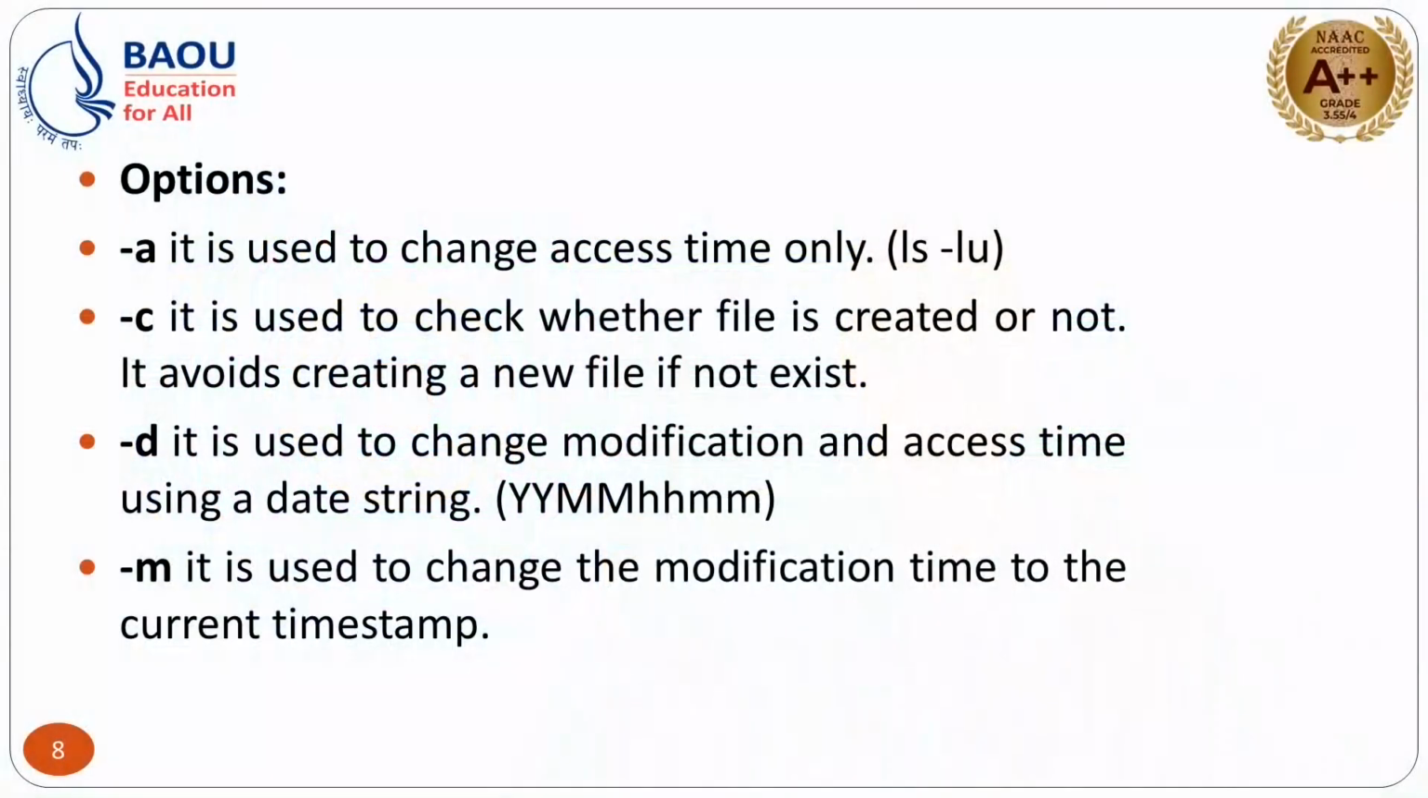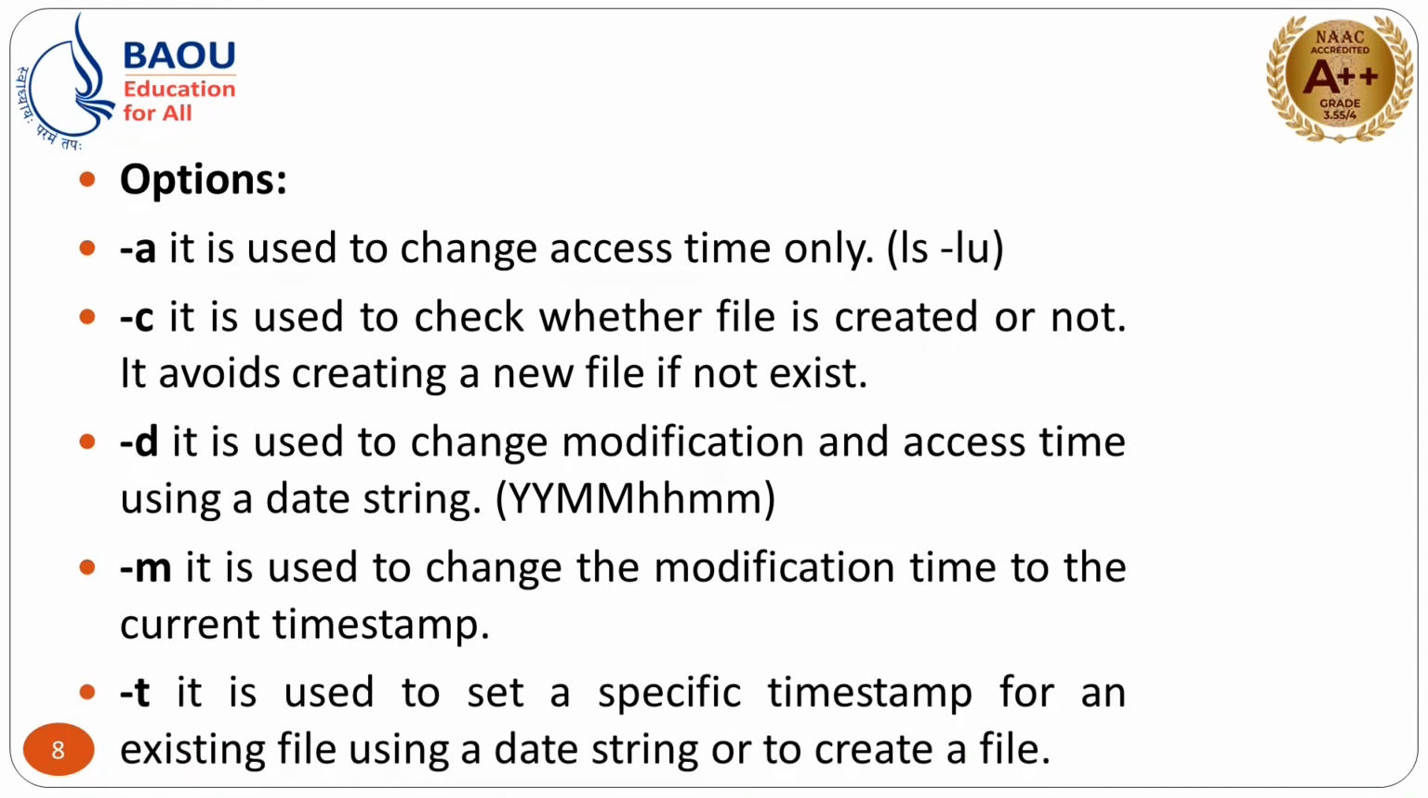Then the next command is the m option. Now suppose you want to change only the modification time, in that case you use this m option, right. The d option that we have discussed is for changing both times, the access time and the modification time. If you want to change only the access time you use a, and if you want to change only the modification time then you can use the m option. Then the t option, if you want to set a specific time for an existing file using a date string, or to create a file.